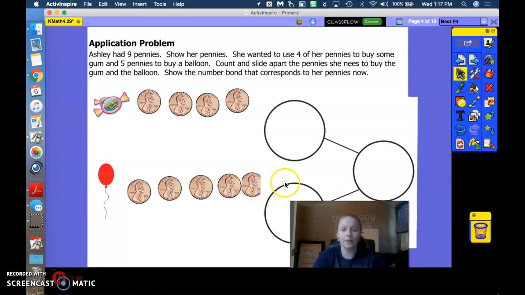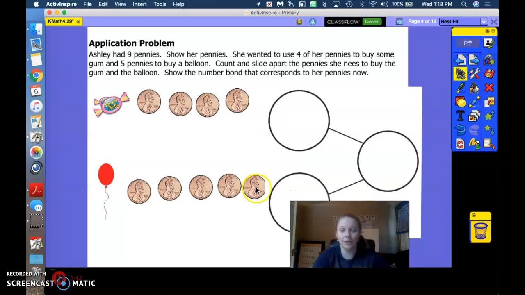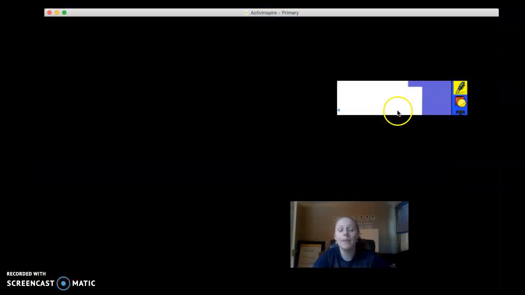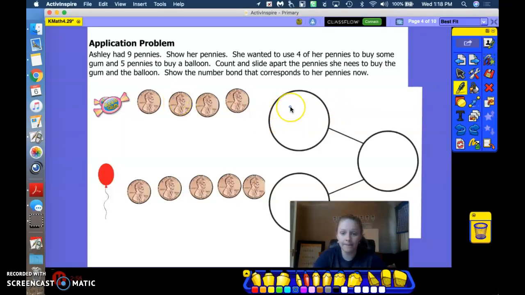Let's write our number bond to match our story. How many pennies did she use to buy her gum? 4. How many did she use to buy her balloon? 5. How many pennies did she have all together? 5 and 4 makes 9. Great job.